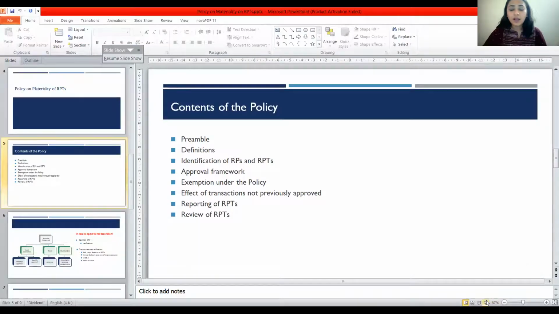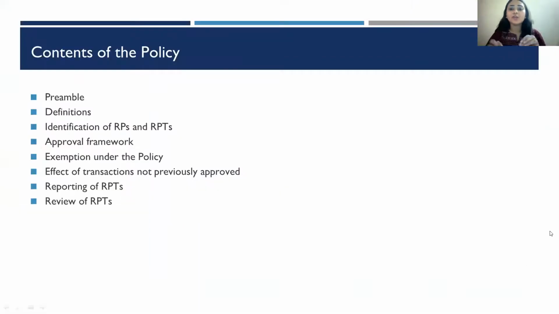So these are the major contents of the policy, starting with the preamble. The preamble lays down the objectives of the policy: what all the policy is going to cover in itself. For example, determination of materiality, identification of related parties. That is the preamble part.